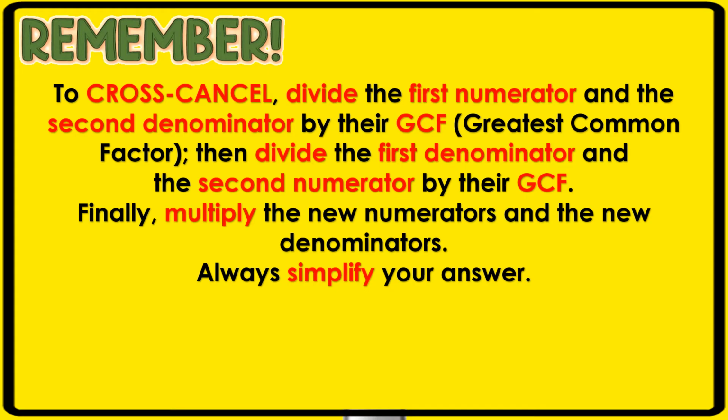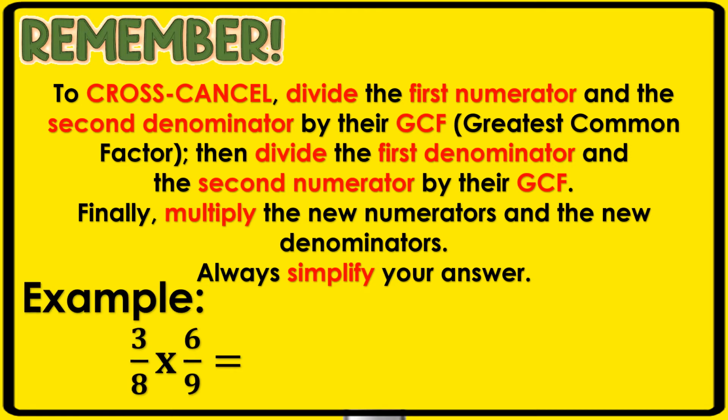Remember, to cross cancel, divide the first numerator and the second denominator by their GCF or greatest common factor. Then, divide the first denominator and the second numerator by their GCF. Finally, multiply the new numerators and the new denominators. Always simplify your answer.